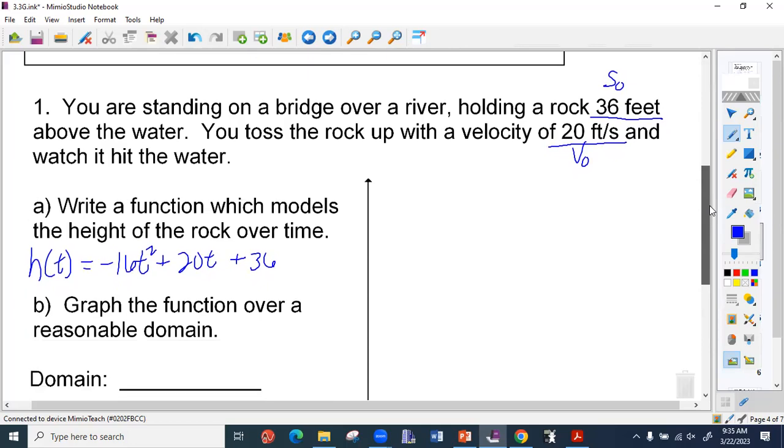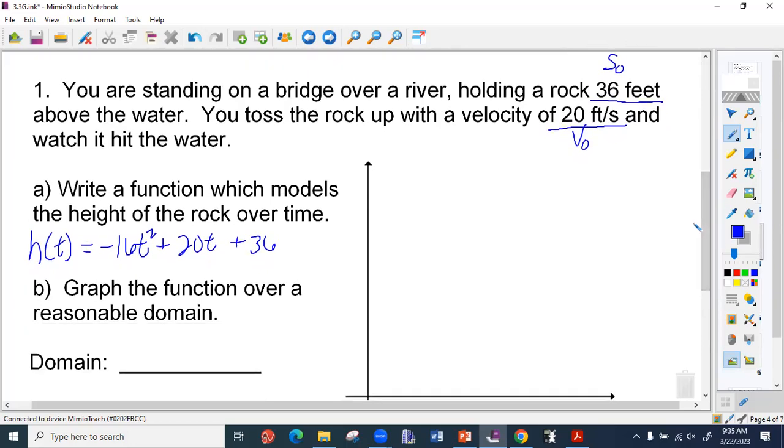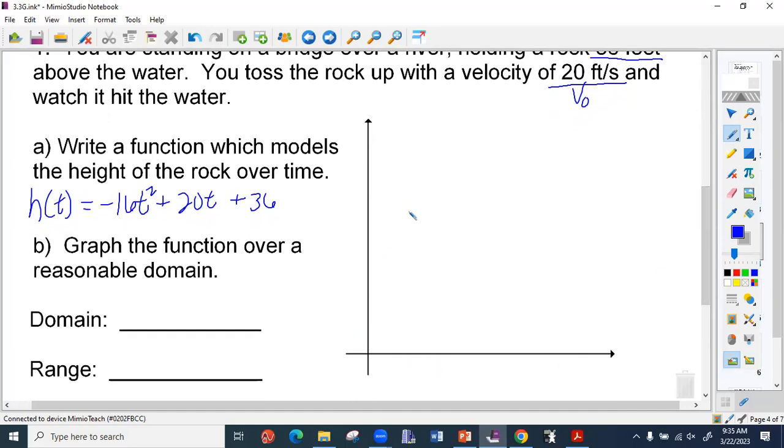Okay, so now we're going to graph the function over a reasonable domain. So our reasonable domain here is going to come from what it is going to take for our function to be in quadrant 1, because this is a real world situation, right? All right, so from here, we know that initially, at 0, we are at 36. Does that make sense? And we know that it's going to go up and then it's going to come back down at some point.